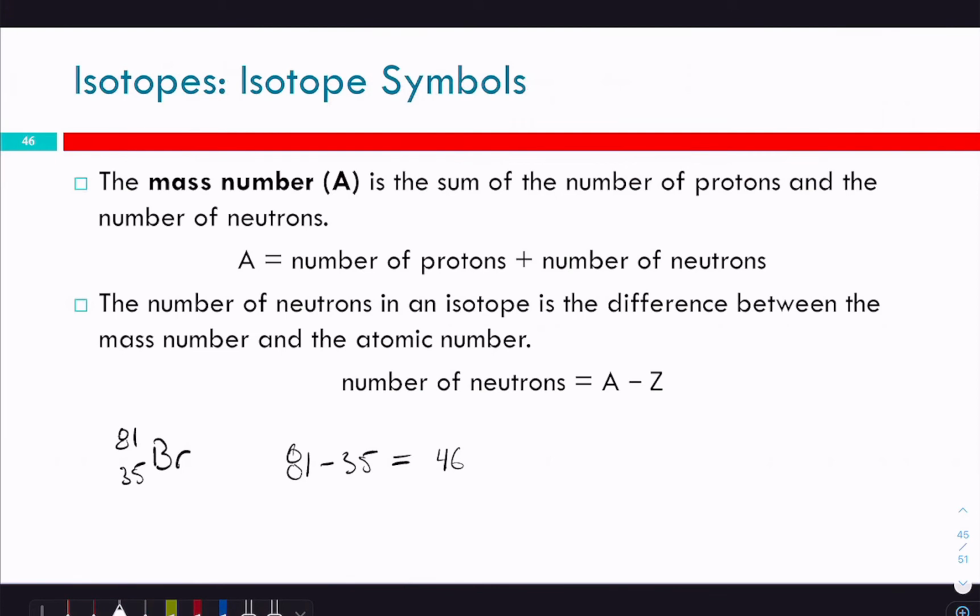Where do you get the mass number? The mass number is this one. So that would be given. Okay. So we're not going to have to find what the mass number would be?